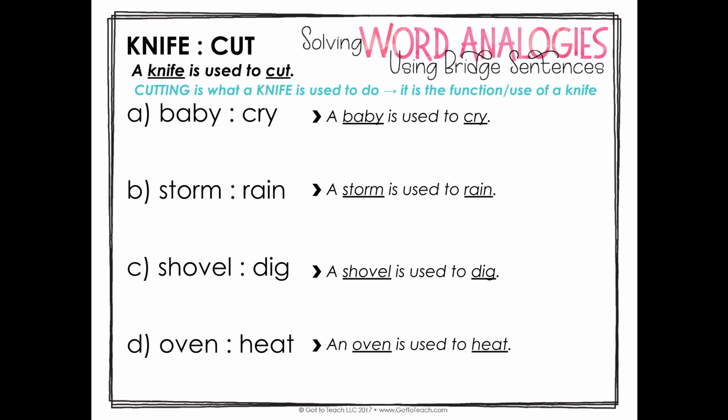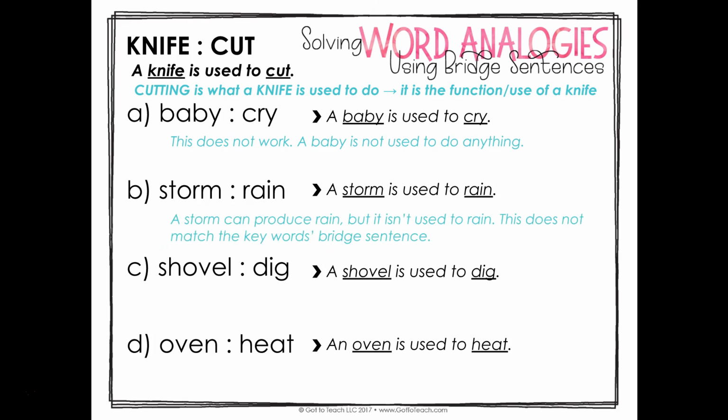All right, so cutting is what a knife is supposed to do. It's the function or use of a knife. So a baby is used to cry. That doesn't work because a baby isn't used to do anything, right? They're just babies. They're not tools or implements. A storm is used to rain. A storm can produce or make rain, but it isn't used to rain. This doesn't match the keywords bridge sentence.